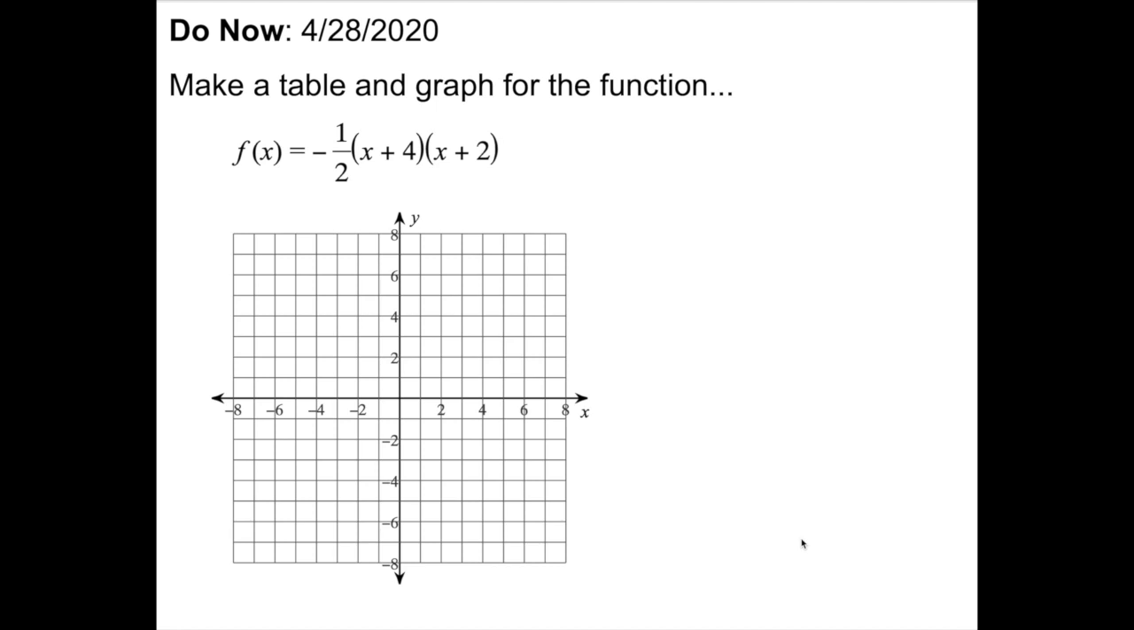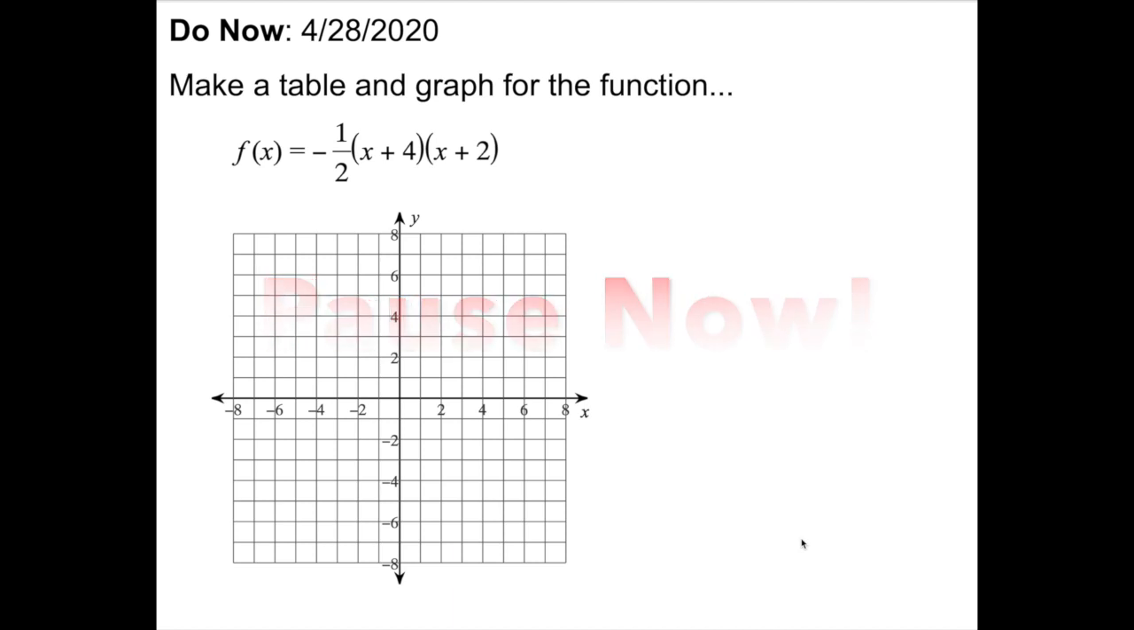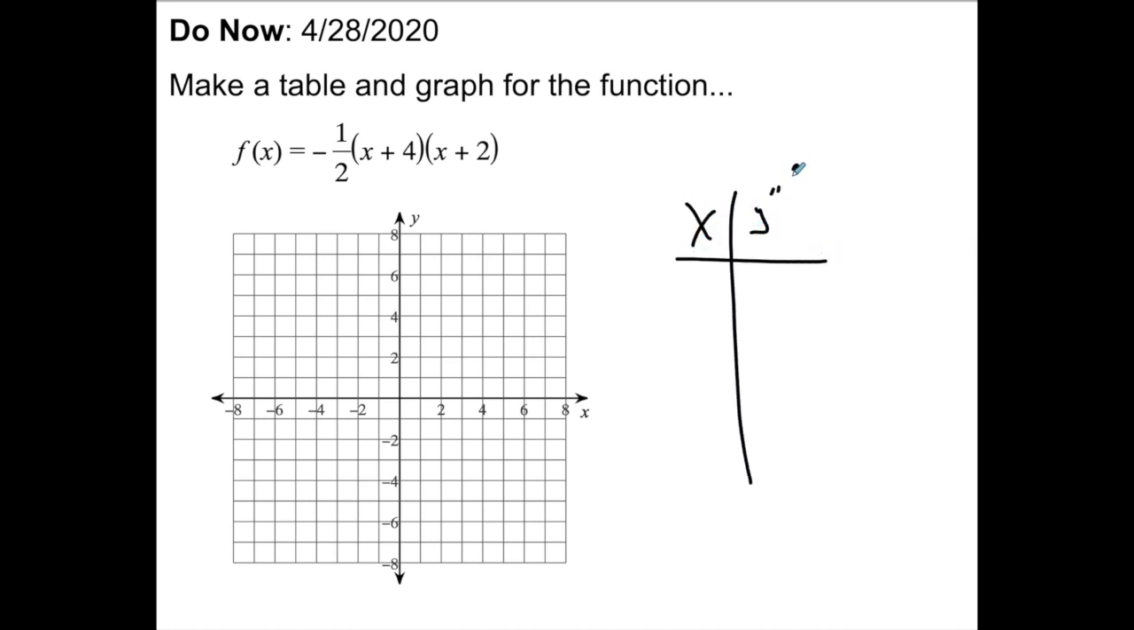So what we're going to do: pause the video, make a table and graph, then when you're ready, unpause, and you can see what I got. All right, the idea is we want to make ourselves a table, where y is the same as f of x, and then use that to make a graph. Now this, remember, is in intercepts form. So the numbers we're going to plug in are -4 and -2.